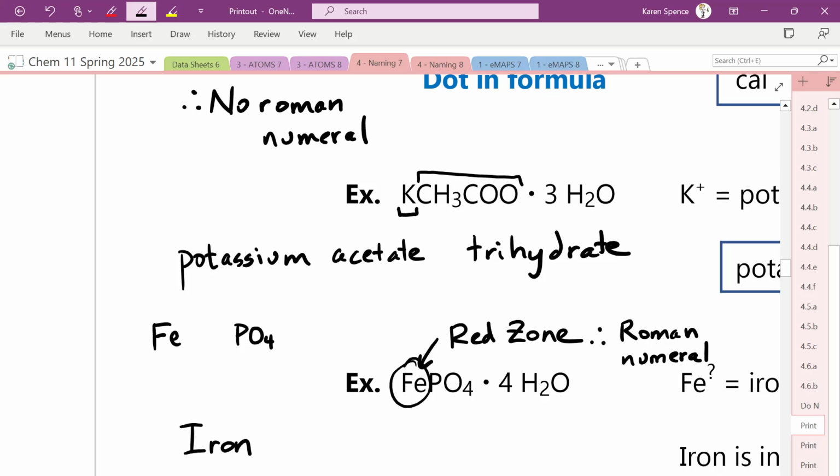Is it ethanoic or? You could call it ethanoate. Because ethene is something entirely different, if I'm not wrong, right? How do you spell that? ETHANOATE. Okay, thank you. Okay, phosphate is 3 minus, therefore iron must be 3 plus, which means our Roman numeral is 3.